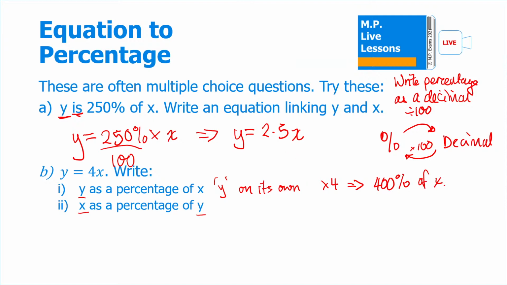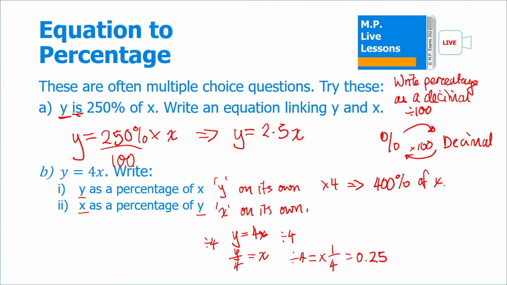Now x as a percentage of y, you'll have to have x on its own. And to do that, you'll have to divide both sides by 4. So y divided by 4 is equal to x. Now dividing by 4 is equal to multiplying by 1 divided by 4, or a quarter. That's 0.25. So that's multiplying by 0.25. This is equivalent to, if we multiply this by 100, 25% of y.